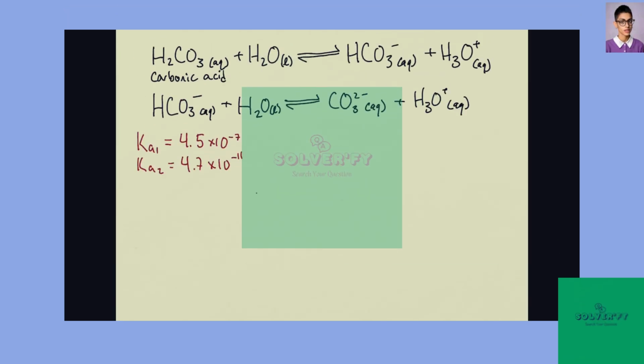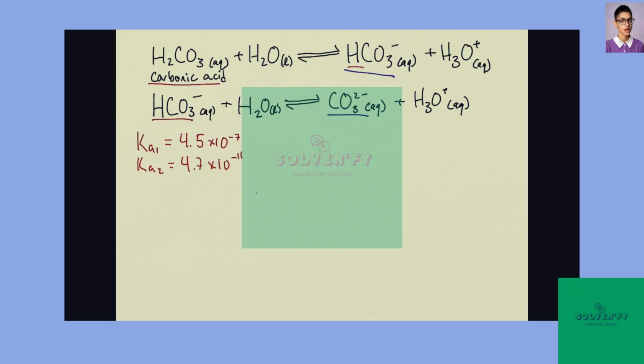Polyprotic acids have multiple hydrogen atoms that they can lose, so they can act as buffers in multiple pH ranges. Carbonic acid, or H2CO3, loses its first hydrogen to become HCO3-, which is carbonic acid's conjugate base. But since HCO3- still has a hydrogen to lose, it can act as an acid, where in the second reaction it loses its last hydrogen to form CO3 2-, HCO3-'s conjugate base.